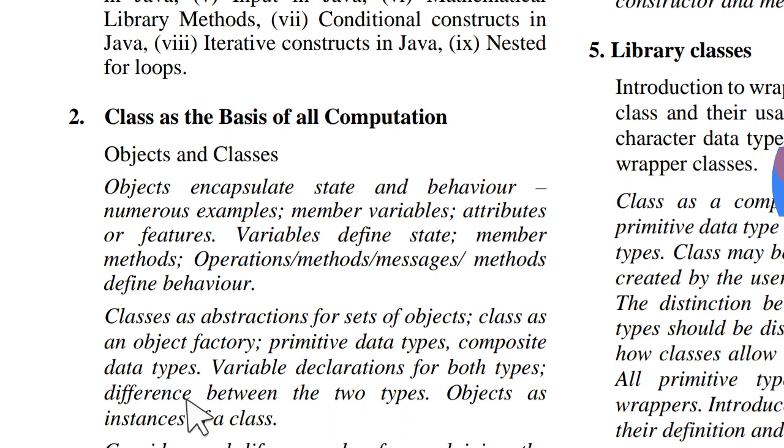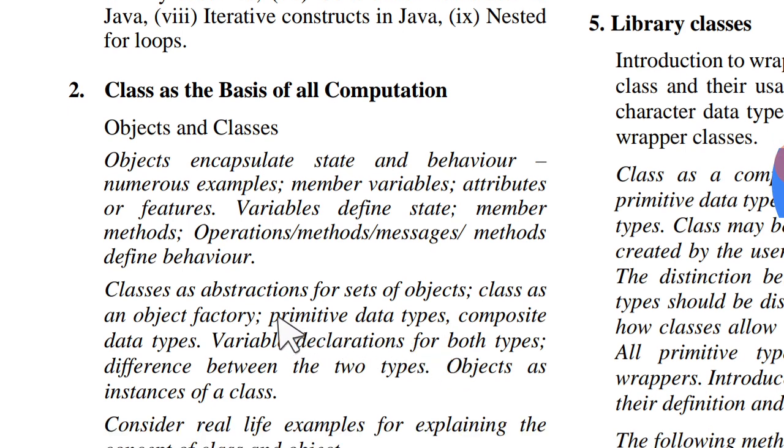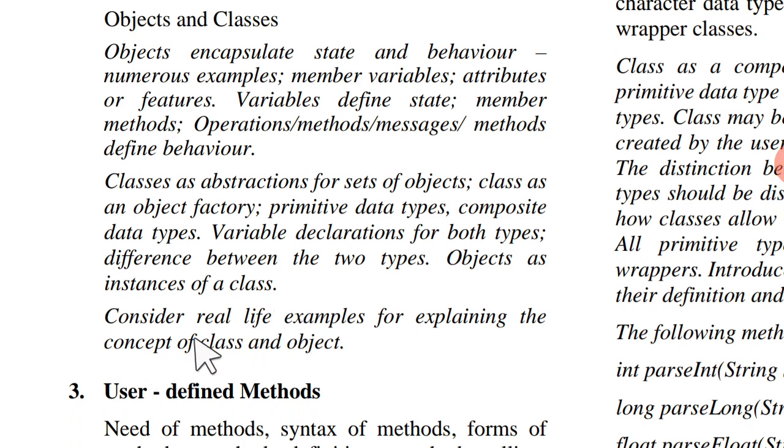All right, now after that, students, they have got classes as abstraction for a set of objects, class as an object factory, very important question. Primitive data types, composite data types, means different types of data types. All right, variable declaration for both the types, difference between the two types, objects as instance of the class. So when they say the difference between the two types, that means primitive and non-primitive, and here objects as instance of the class. All right, now consider real life example. That's very important. To get a better idea of these concepts, always go for the real world examples. That is basically the charm of the object oriented programming. All right, for explaining the concepts of class and objects.